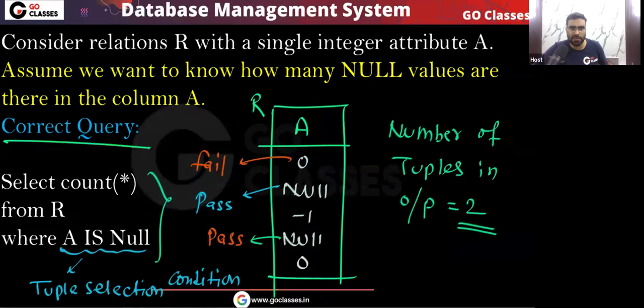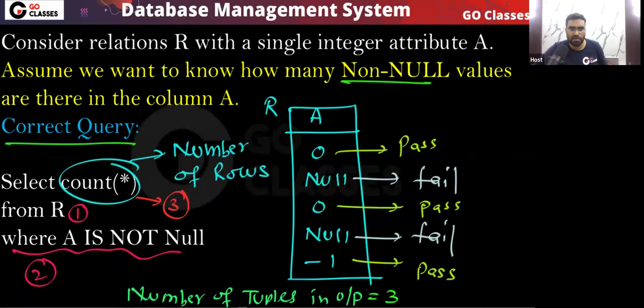The same thing as in the previous query. In the previous query, remember this count star will count the number of rows. Yes or no? First this will happen, then this will happen, then this will happen. Correct? So remember, count star will count the number of tuples, but first the where clause will happen. Yes or no? Is this clear?